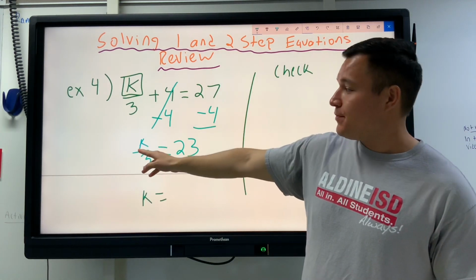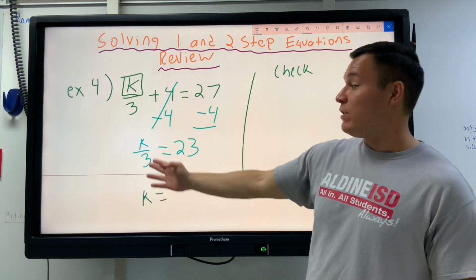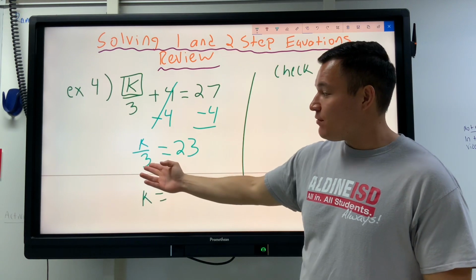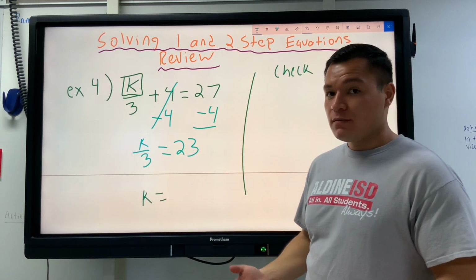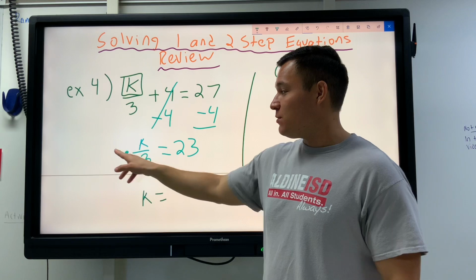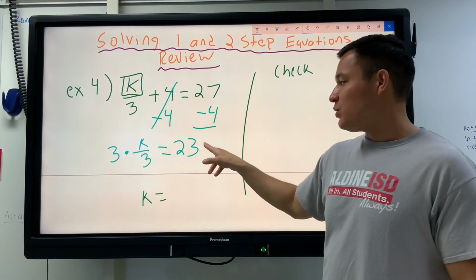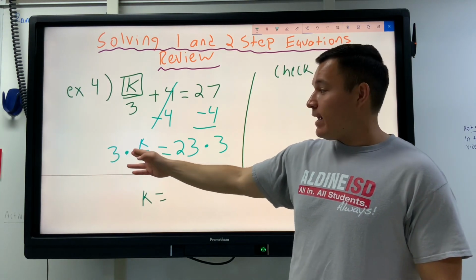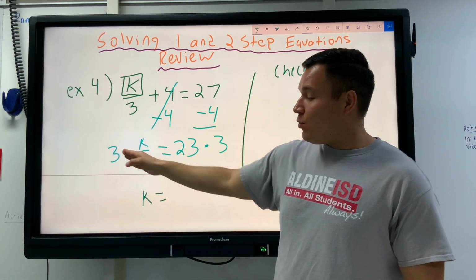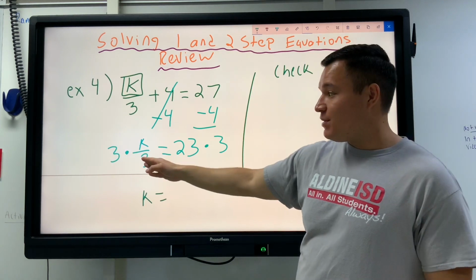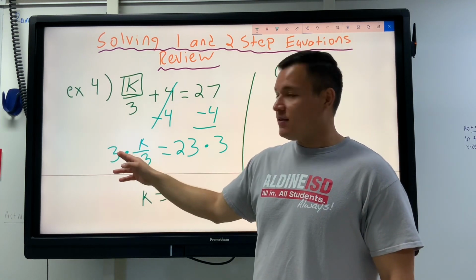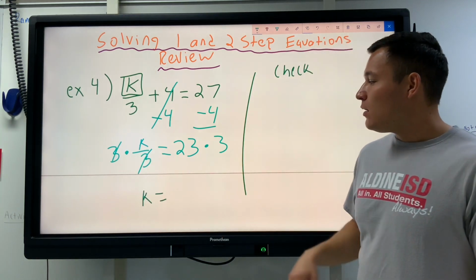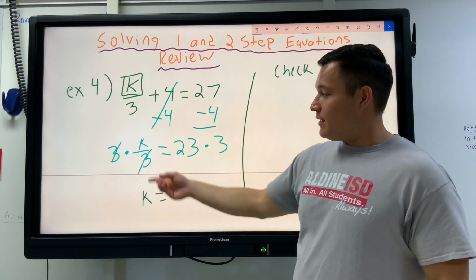What's happening to k? We're trying to get k by itself, so we have to see what's happening to it. This is k divided by 3. What would be the opposite of dividing by 3? Multiplying by 3. So all we're going to do is write times 3 on both sides of the equation. We're multiplying by 3, and we are dividing by 3. Whenever you have a times 3 and a divided by 3, these are going to balance each other out because multiplying and dividing are inverse operations. The only thing left on the left side is k.